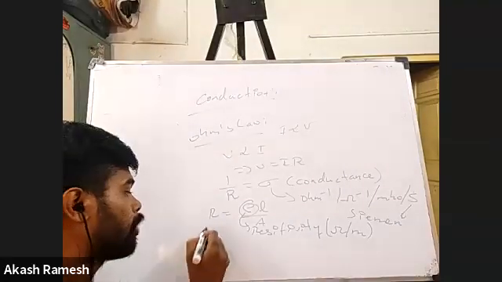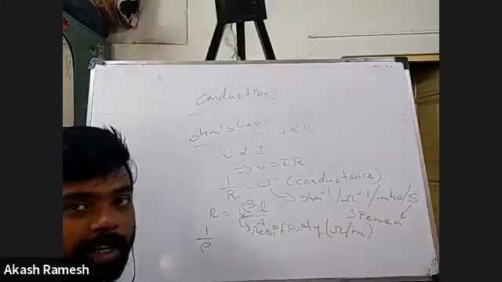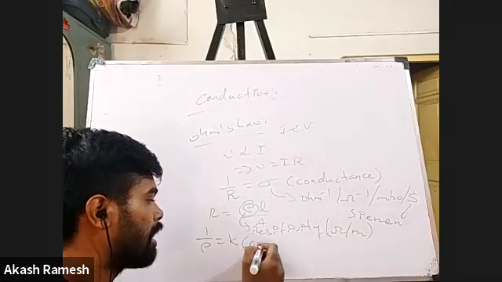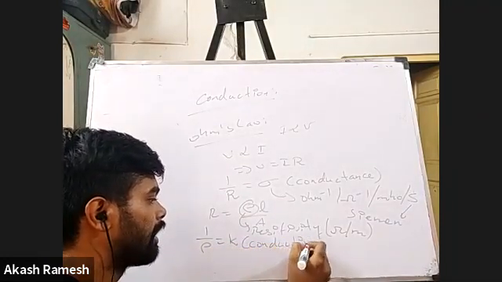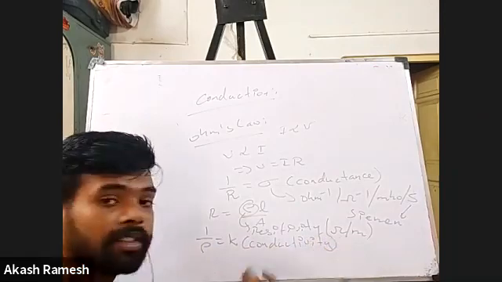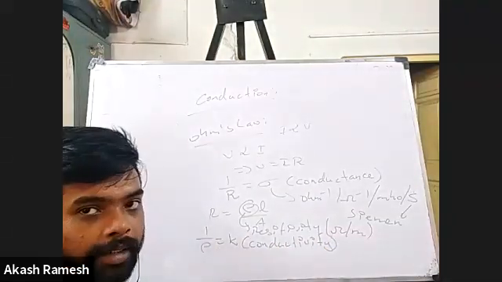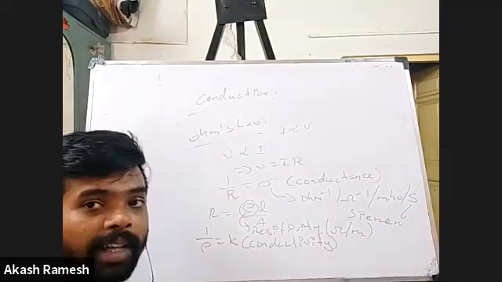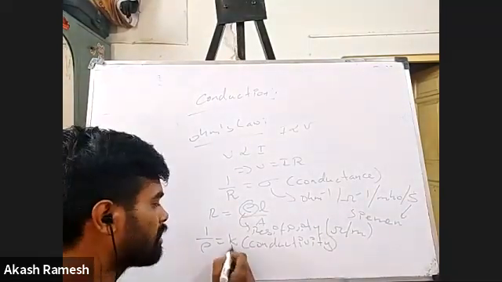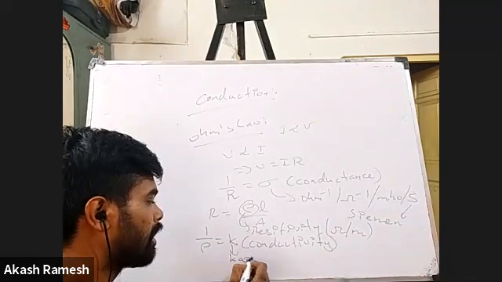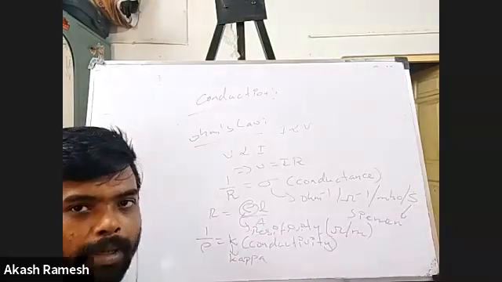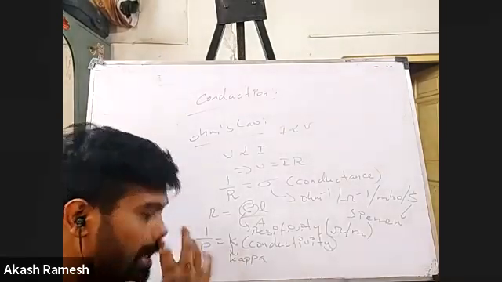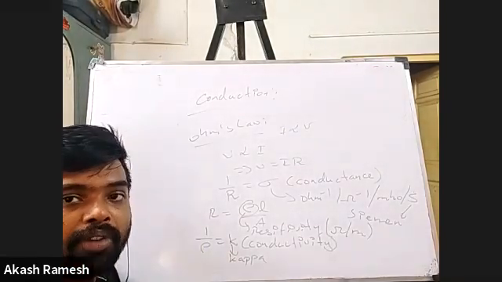Again, if I take 1 by rho, that is 1 by resistivity, that is going to be my kappa, my conductivity. Resistance, conductance, resistivity, conductivity. The reciprocal of resistance is conductance, the reciprocal of resistivity is conductivity, and this kappa is a Greek letter, K, the way of representing conductivity.